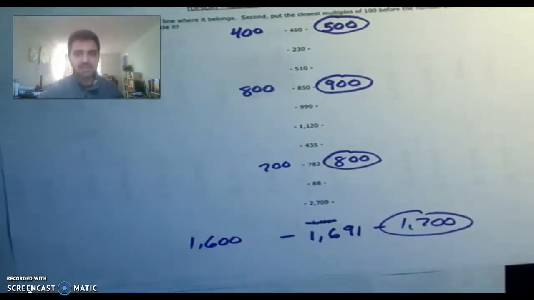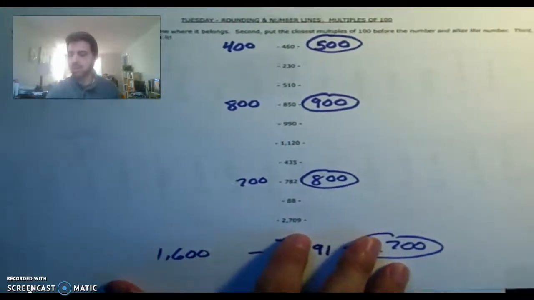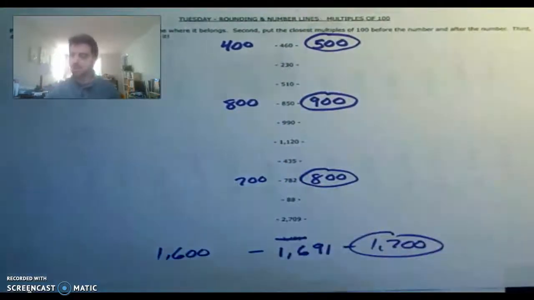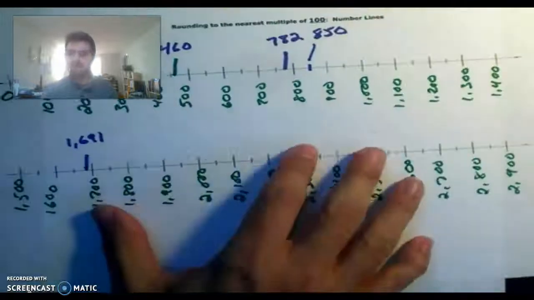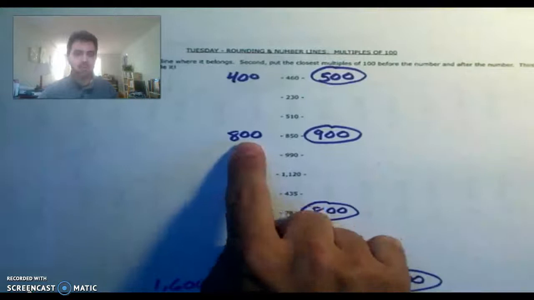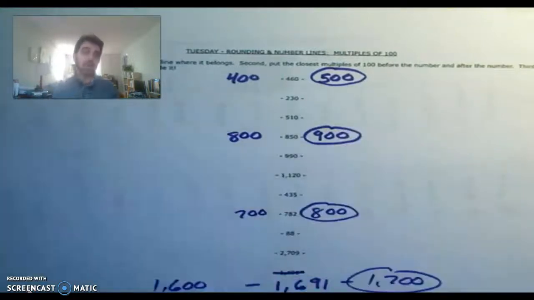Okay, so I think I've done enough examples here for you to understand what to do. You still have a few more to do. All right, make sure you find the numbers on the number line. Make sure you put the multiple of 100 before and after and circle the one that it's closest to.